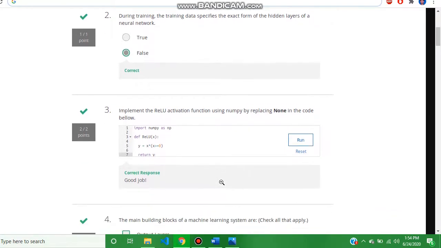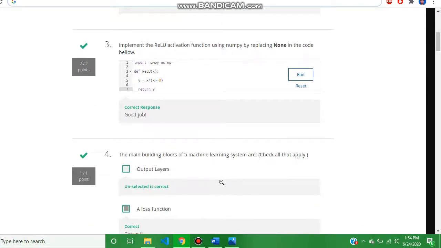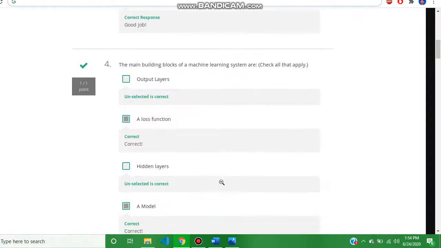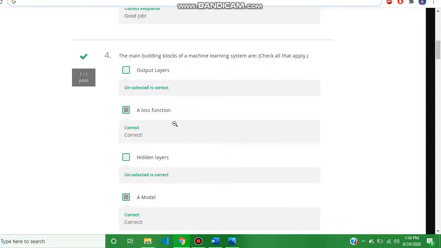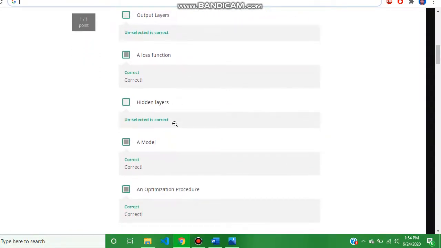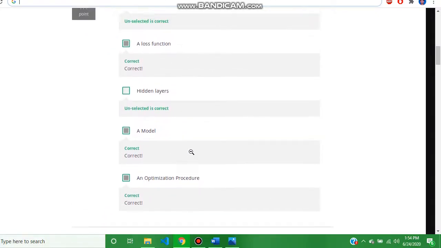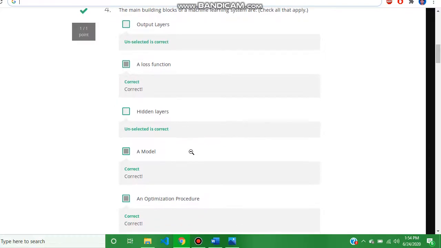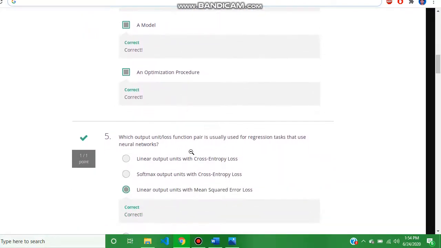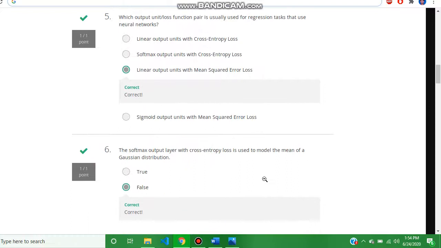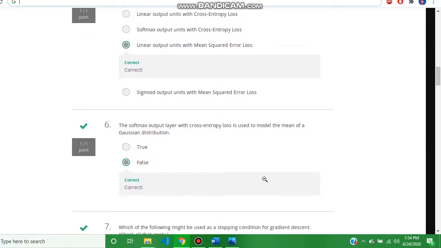And the question number 4th, and the answer is a loss function, a model, and an optimizer, my optimization procedure. And the question number 5th answer is linear output units with mean squared error loss. And the question number 6th answer is false.